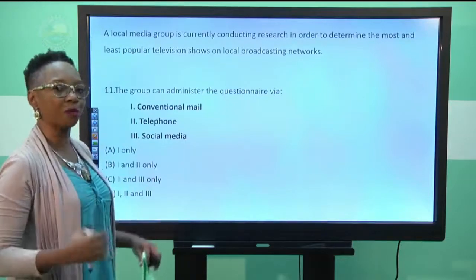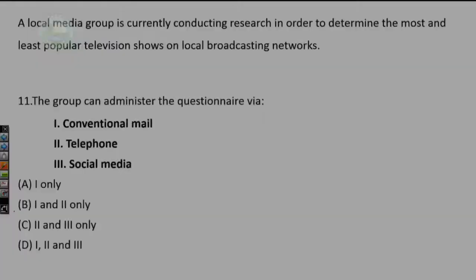Again, we have here one of those combination types of questions that we spoke about before. The group can administer the questionnaire via 1. Conventional mail, 2. Telephone, or 3. Social media. You need to determine of these 3 options which one or which ones can be used to administer the questionnaire. So can we use conventional mail, put the questionnaire in envelopes, put a stamp on them and send them through TT Post? Can we use the telephone and call people up and ask them the questions and document or record their responses? Can we use social media and send it through Facebook, send it through WhatsApp, use other types of social media to send it out? And the answer is we can use all 3, because all 3 are very good examples of methods that you can use to administer the questionnaire. So our answer here is D.